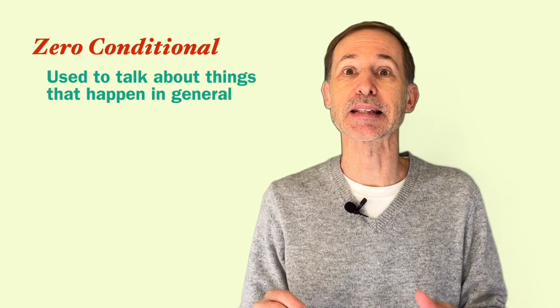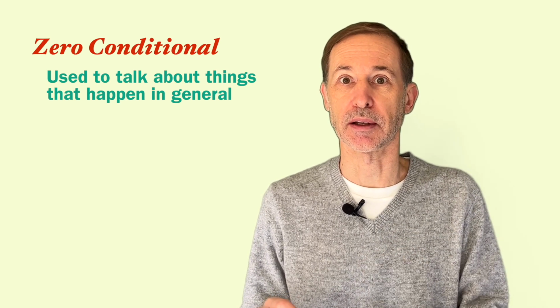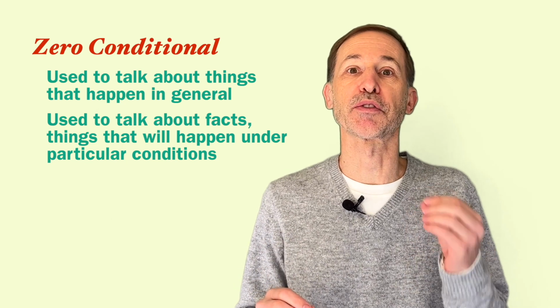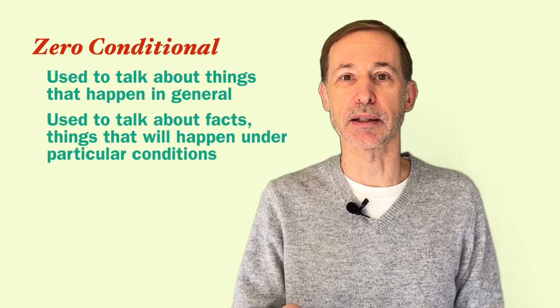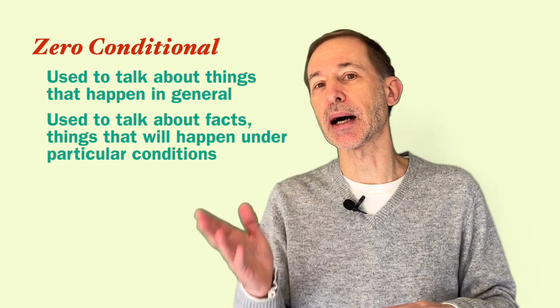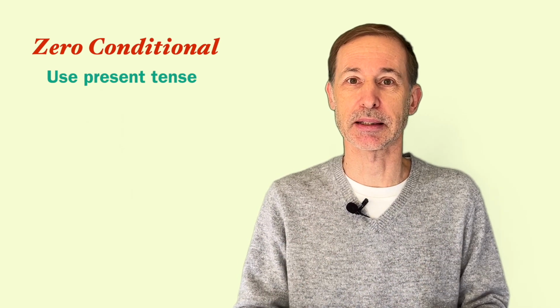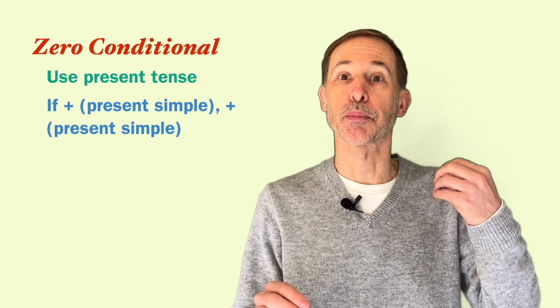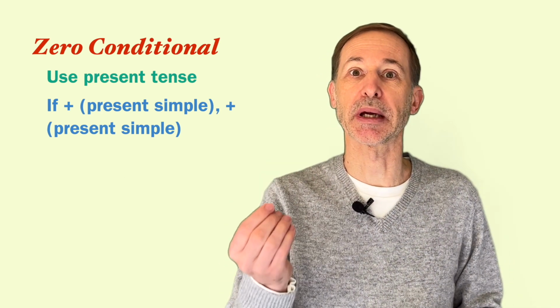First, let's look at the zero conditional. And this is used to talk about things that happen in general, so not specific things. We use it to talk about facts, so things that are always true under particular conditions. And they don't deal with the past or the future, so only facts. So we use present tense. So it's formed using a present simple verb in the if clause and a present simple verb in the main clause.